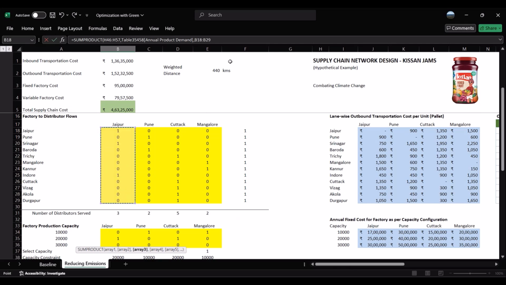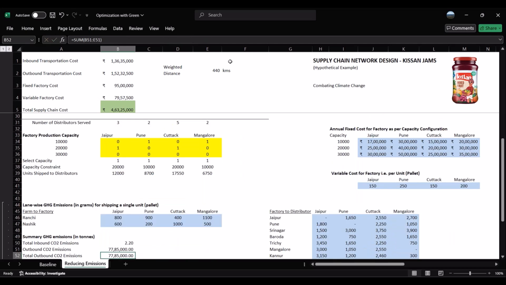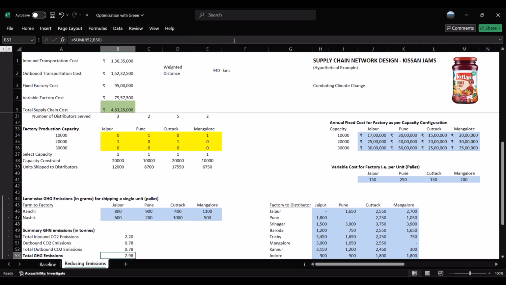As well as the carbon dioxide emissions to arrive at the figure for the Jaipur outbound. Again, I'll divide it by 10 to the power 7. I am getting 0.78 as the total outbound carbon dioxide emissions from Jaipur. I'll just paste the formula on the right and I'll get the total.